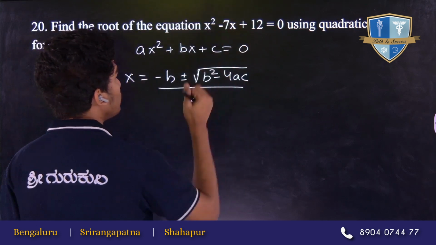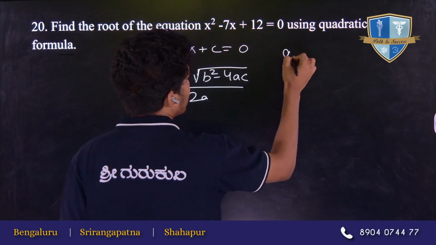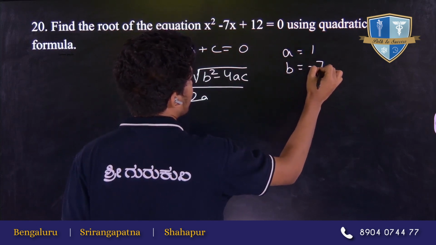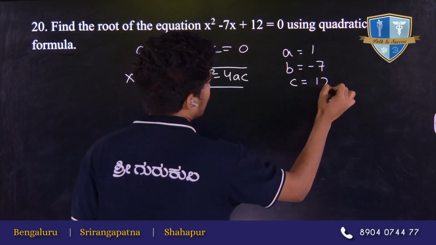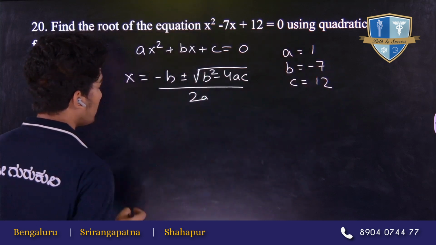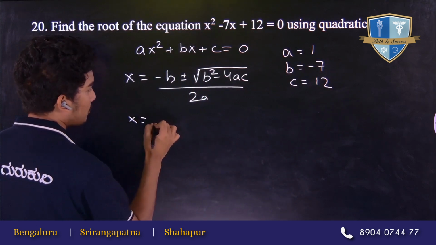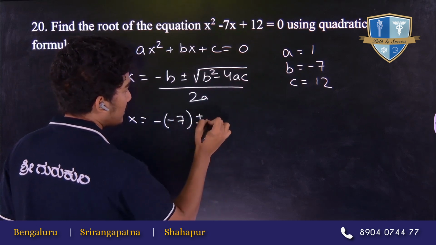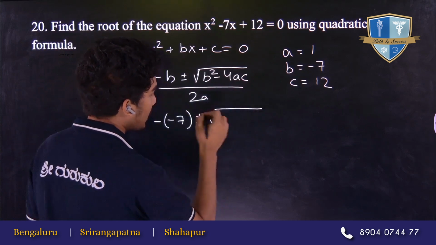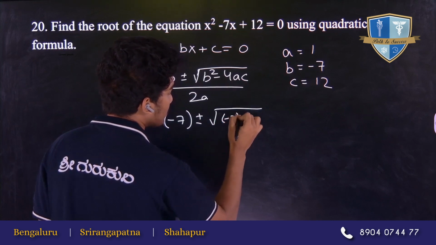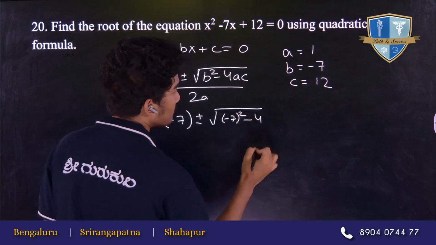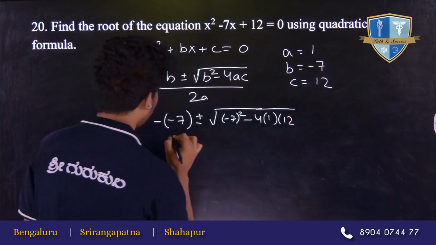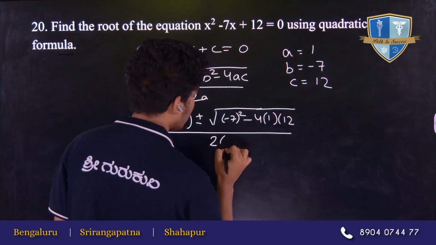So comparing these two equations, the value of a is equal to 1, the value of b is equal to minus 7, and the value of c is equal to 12. So let's put these values in the equation. So x is equal to minus times b, that is minus 7, plus minus root of b square, that means minus 7 square, minus 4 times a into c, that means 1 into 12, divided by 2 into 1.